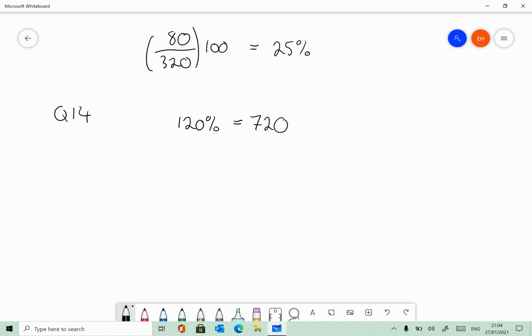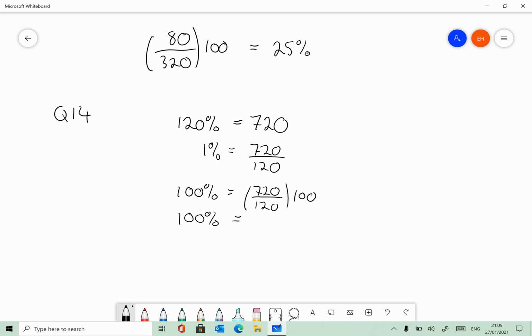So quite easily, we're looking for 100%. It's a bit like those VAT questions you had last night. So 1% is equal to 720 divided by 120, and then 100% is equal to 720 over 120 times 100. So that's equal to 600. So the store buys the televisions for 600 euro.